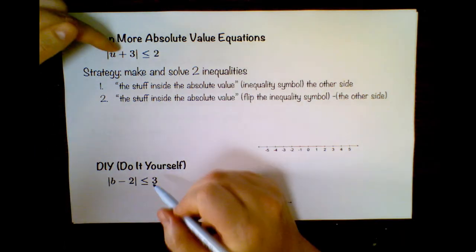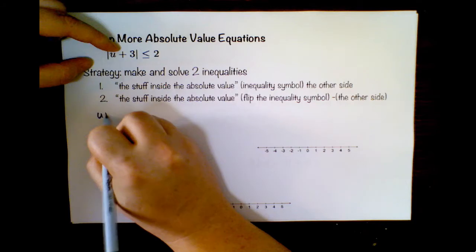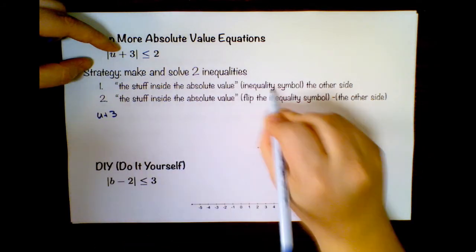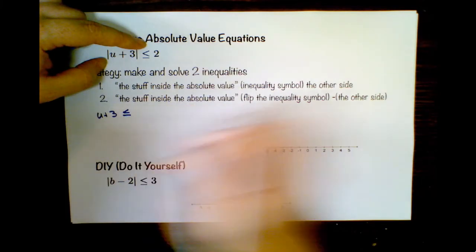So here I go. The stuff inside the absolute value, u plus 3, inequality symbol, so in this case less than or equal to, and that number.